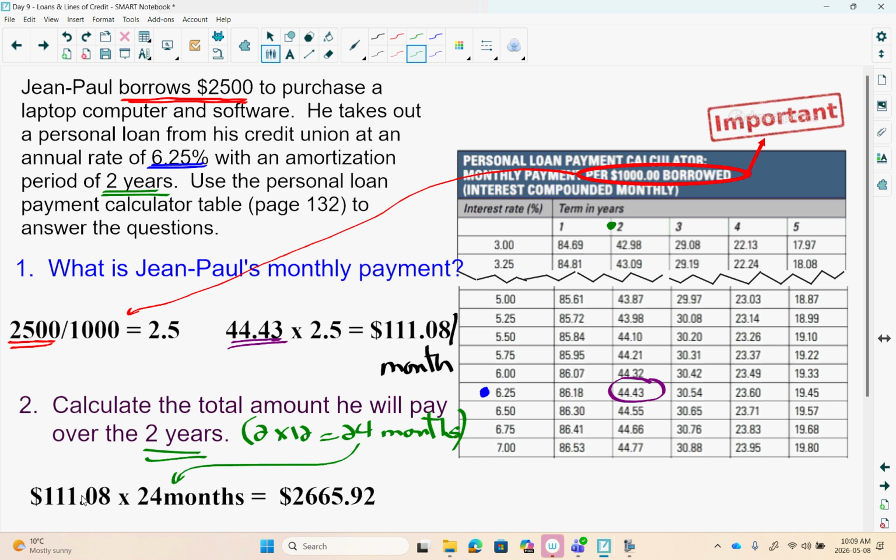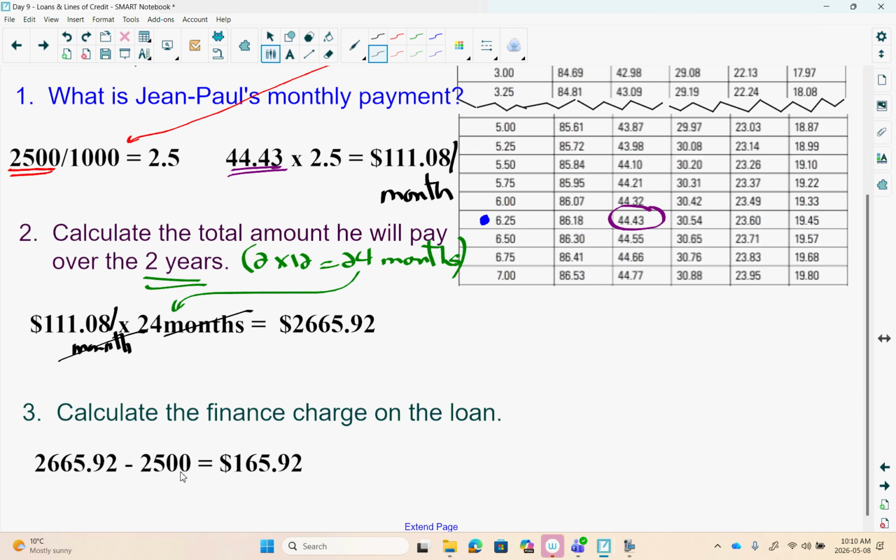And I go $111.08 per month. Per month. That's going to cancel this. And it would end up being $2,665.92. That's how much I pay back. How much did I borrow? $2,500. How much did I pay back? $2,665.92. Step 3, what's the finance charge?